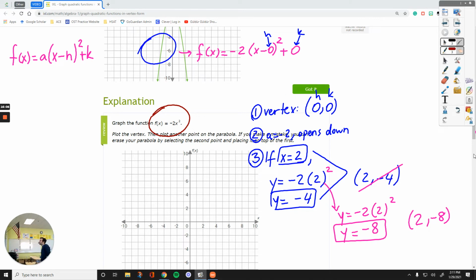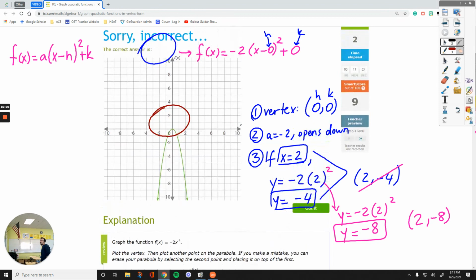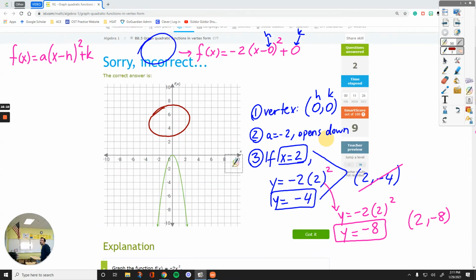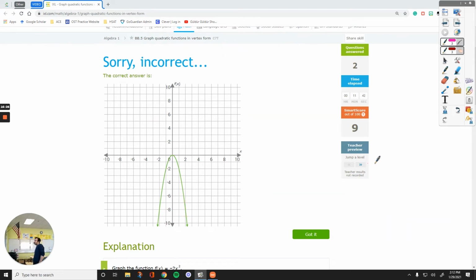Let's scroll up. Okay, if we scroll up, this is the correct answer. Go over 2, down 8. That's the point. So make sure you square the number you plug in, okay? Make sure you pay attention more than I did. Let's just do another one.